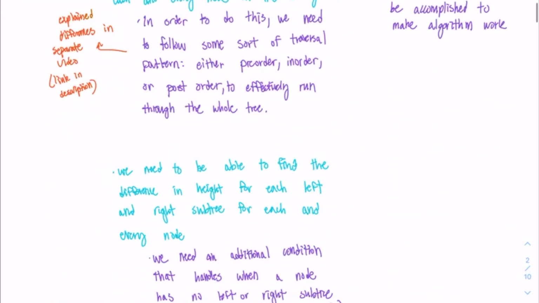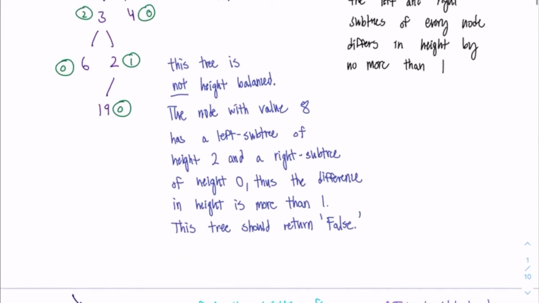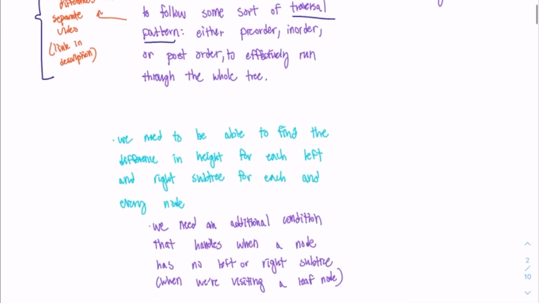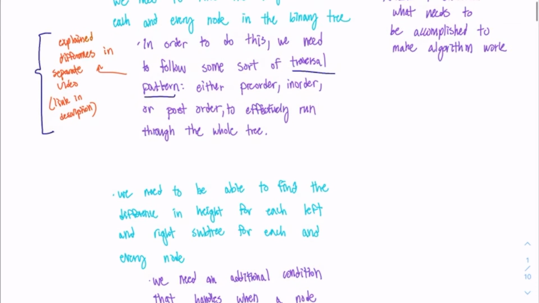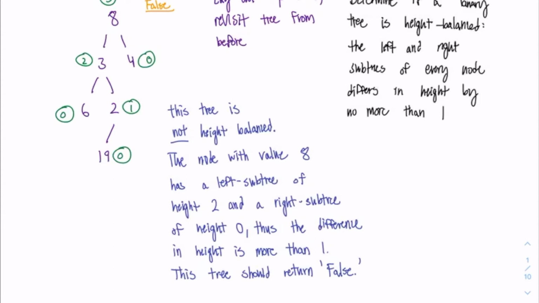The second thing we have to know is what type of traversal pattern this is, and we're going to explain this in a different video, which I'll link in the description below, if you don't understand what pre-order, in-order, and post-order are. Basically, these are different ways of traversing a tree. This is important because when we're applying a recursive algorithm to this binary tree, we have to know what order the nodes are traversed.